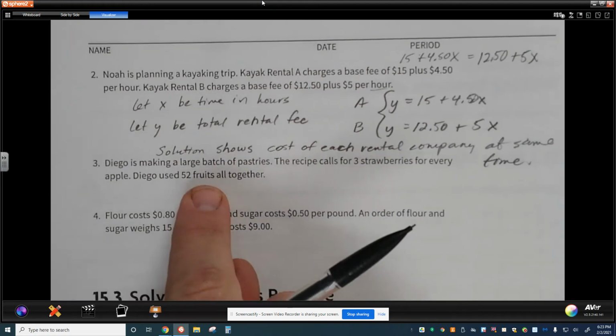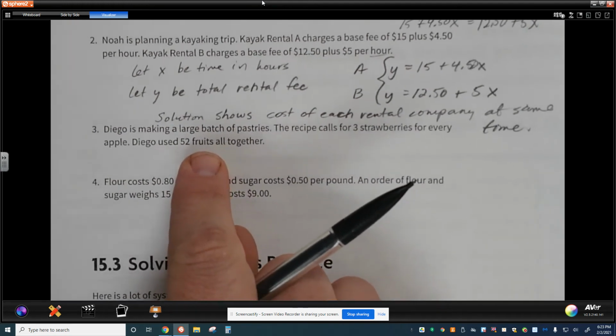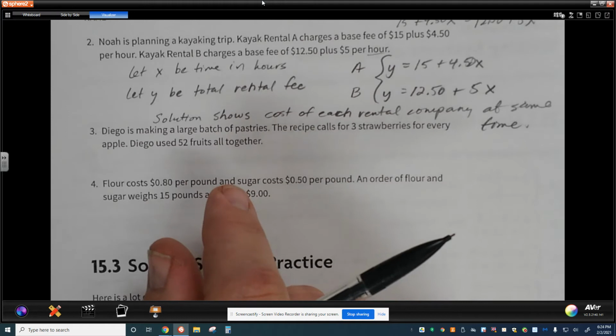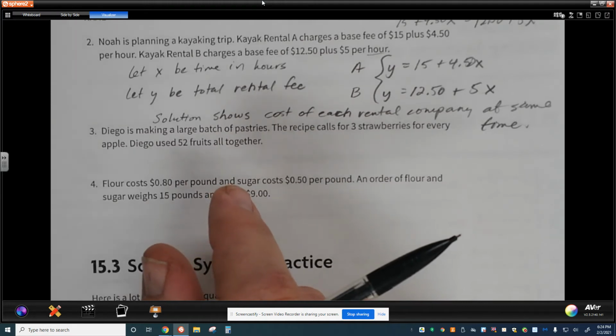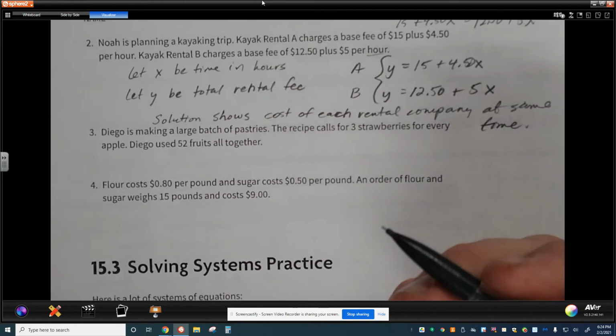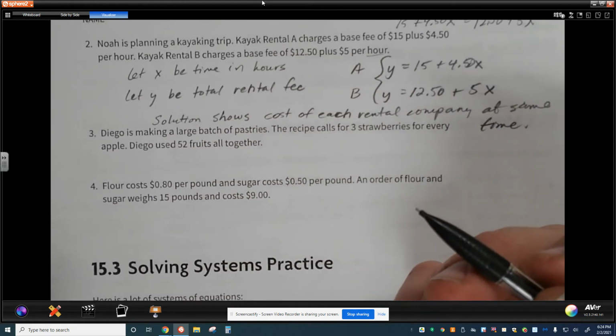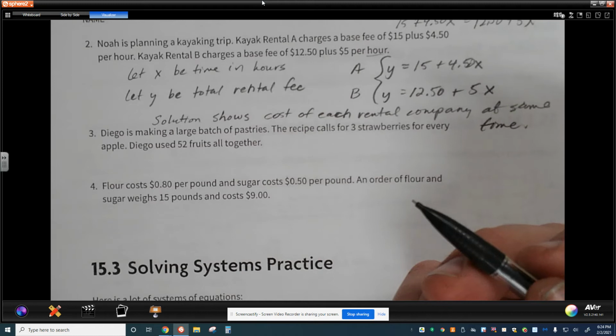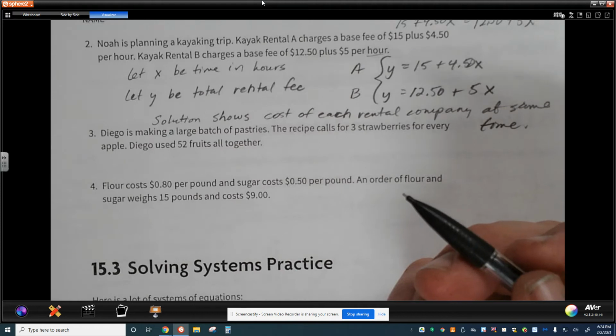Number 3, Diego's making a large batch of pastries. The recipe calls for 3 strawberries for every apple. Diego must use 52 fruits altogether. So what we're looking for is, this one's just a little bit different. He's making a large batch of pastries. The recipe calls for 3 strawberries for every apple. So how would I actually write that piece?